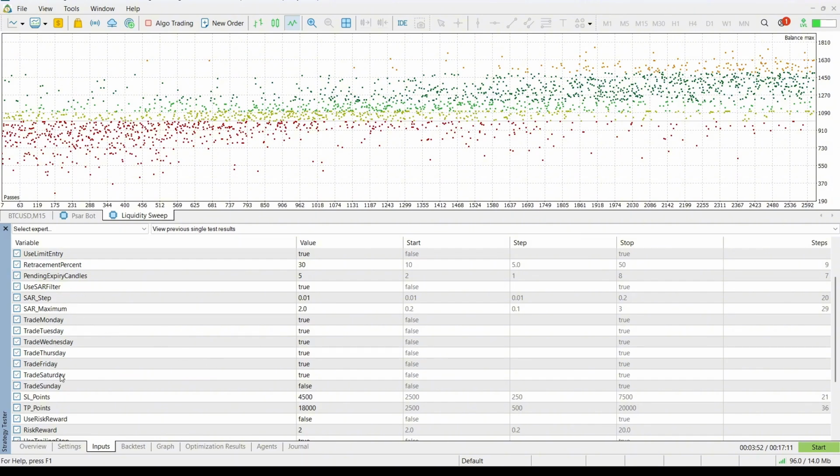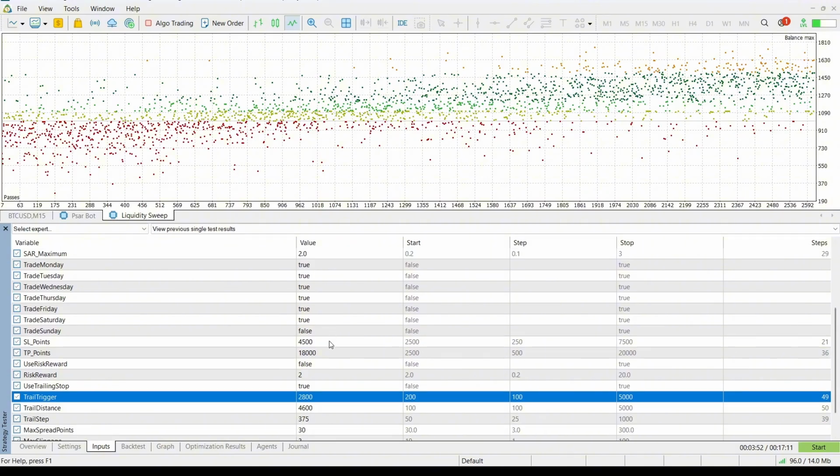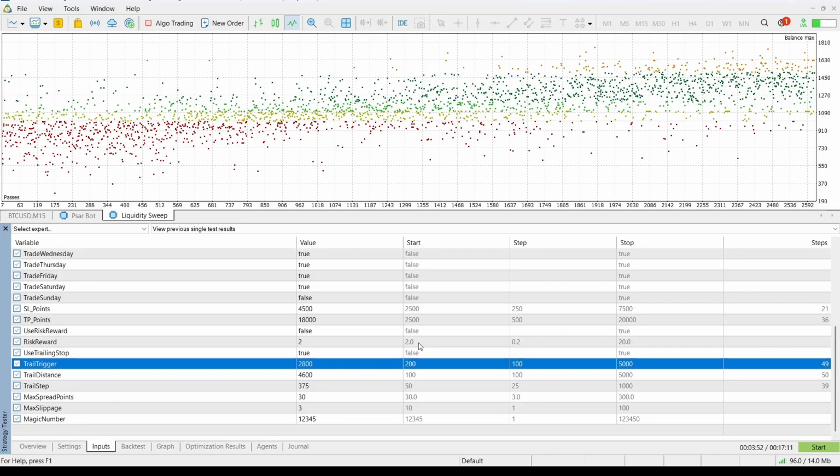It's got days of the week that it trades. Obviously, I'm using it on gold at the moment for back testing, so we're going to exclude Sunday. My trading session runs into Saturday a bit, so I've got that set on true. I'm going to add a timer into this if I really need it. It's got take profit, risk reward options, and trailing stop options, which I'm using, trailing step, quite an advanced trailing stop. It's got a max spread and max slippage, so it's got all these safety features built in.